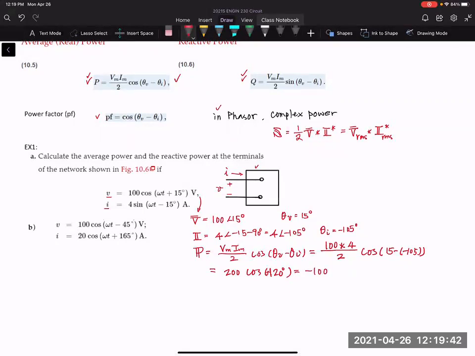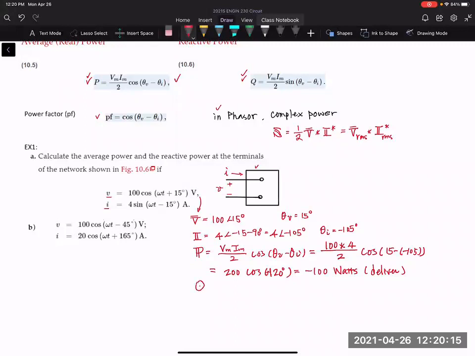And what is the unit for this? The unit for this is watt. The real power is in watts. What does the negative mean to us if power is negative? Is it delivering or consuming? It's a source. Yeah, delivering. It delivers power to our circuit.